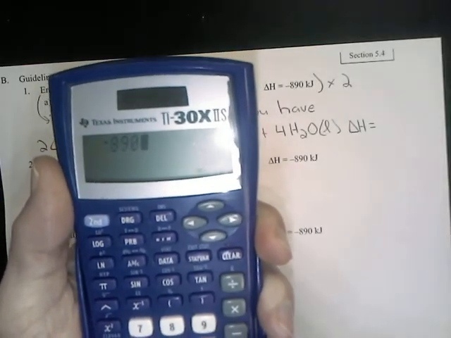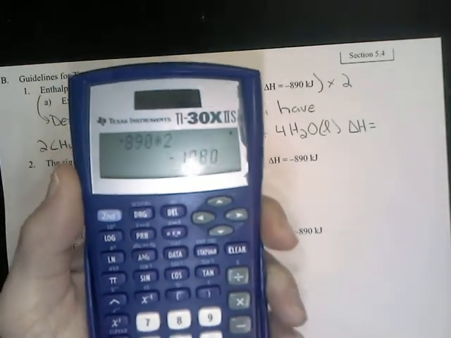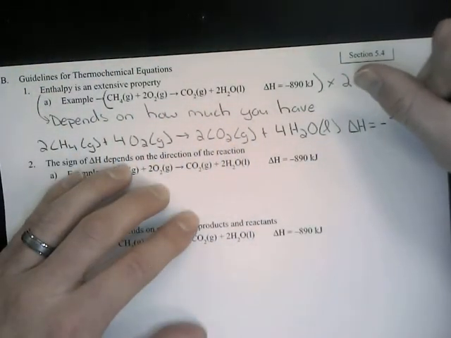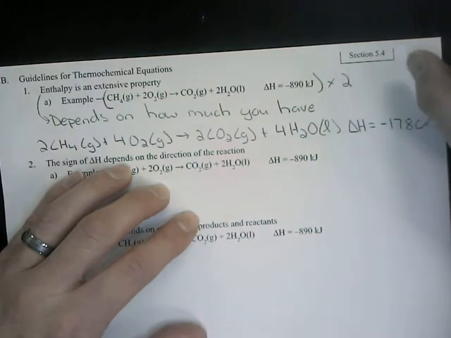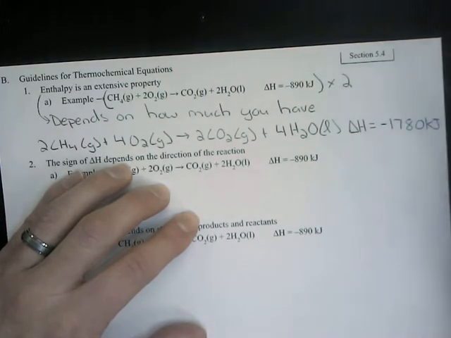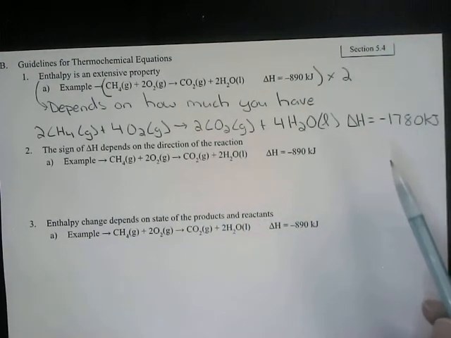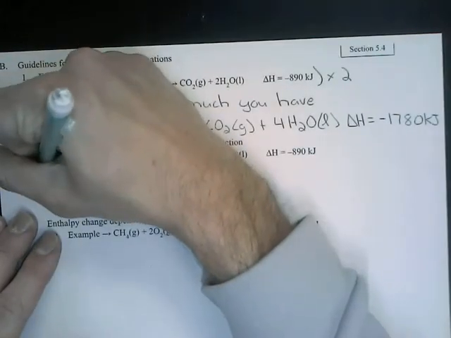Now when we do that, because we doubled everything here, our delta H is also going to double, and so we're going to have negative 890 times 2, and that's going to give us negative 1780 kilojoules. So whatever you do, if you divide or multiply, you have to express that in your delta H. So it depends on how much we have, and that's where we get that extensive property. Now, the next thing here is that the sign of delta H depends on the direction of the reaction. Okay? So if you reverse the reaction, you reverse the sign of delta H.